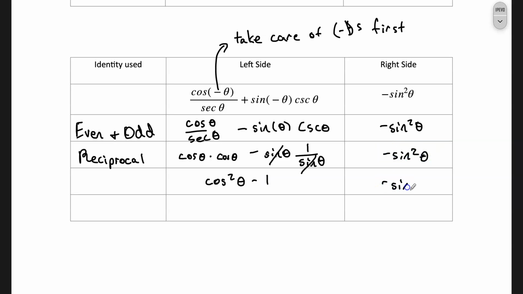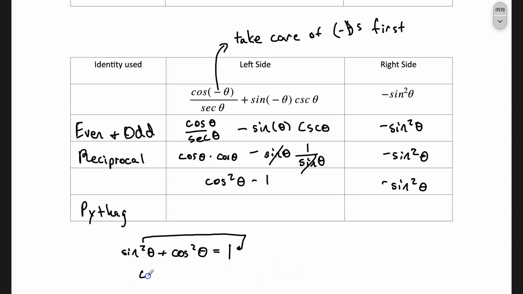And hopefully by now you can see what identity I'm going to use here. We're going to use a Pythagorean identity. However, by doing mental manipulation or some sort of manipulation to the identity on a scratch piece of paper, hopefully you see that in order to get cosine squared minus 1, what I actually have to do is keep cosine where it is and swap sine with this 1. What that does is it makes 1 negative, but it also makes sine negative. And that is why we have negative sine squared theta.